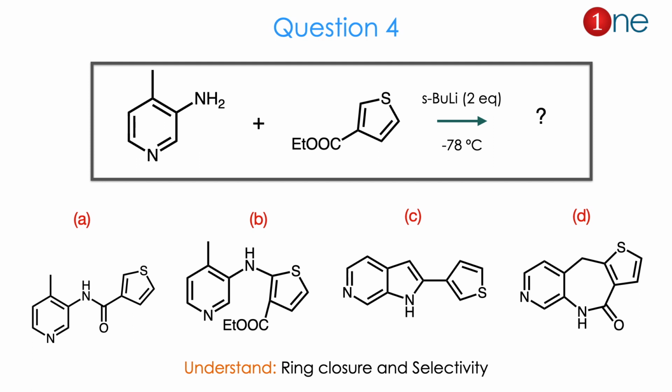Then question number 4. The starting material is a pyridine system with an amine and methyl groups in the substitution. Then you are using thiophene with an ester group there. Here we are using butyl lithium, 2 equivalents. They ask you to find the product. The products are definitely a coupled one and a ring closure.